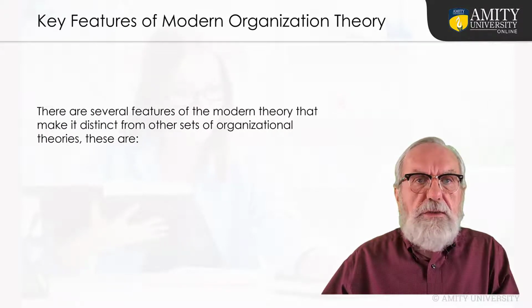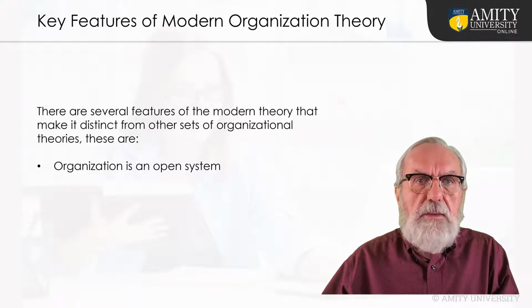There are several features of the modern theory that make it distinct from other sets of organizational theories. These are: the modern theory considers the organization as an open system. This means an organization consistently interacts with its environment so as to sustain and grow in the market. Since the organization adopts the open system, several elements such as input, transformation process and output, feedback, and environment exist. Thus, this theory differs from the classical theory where the organization is considered a closed system.